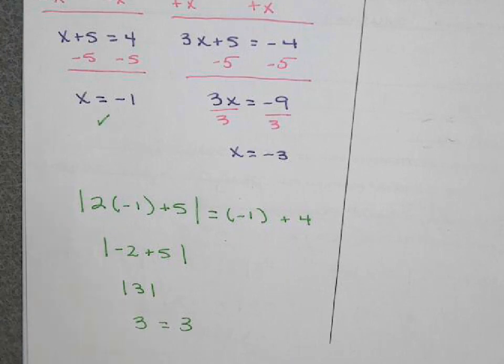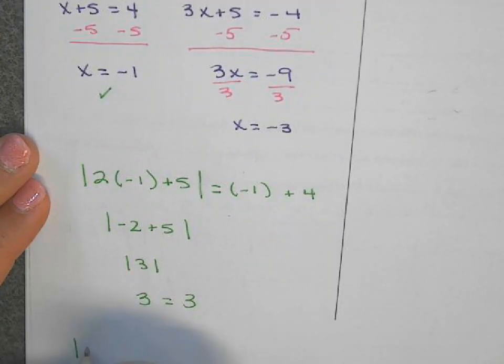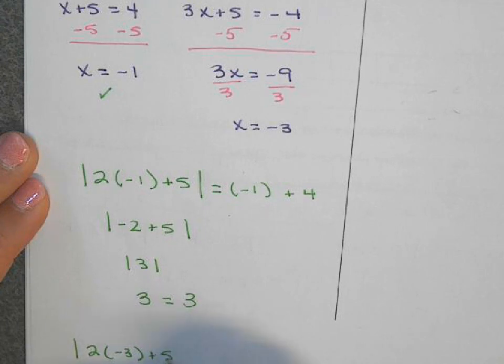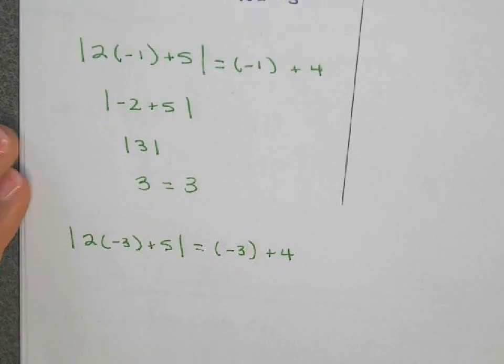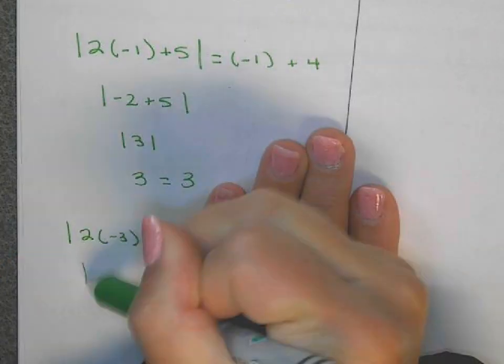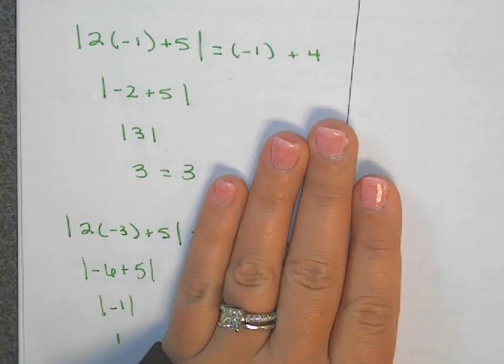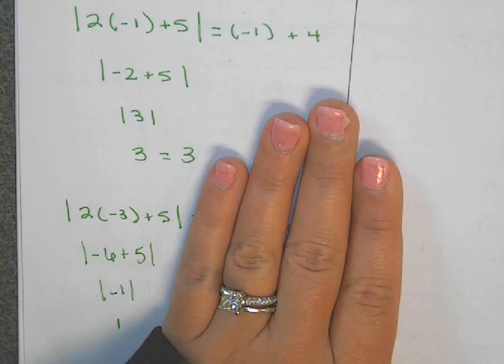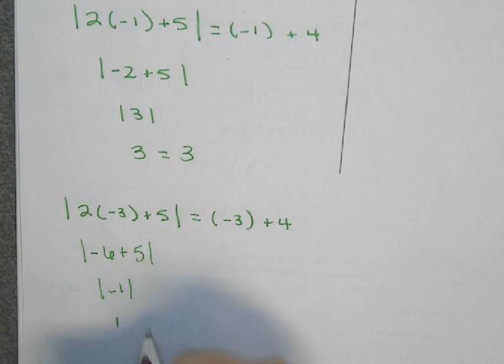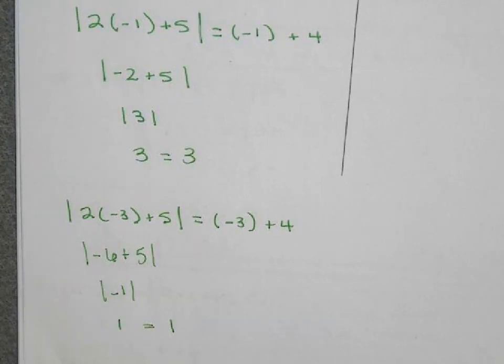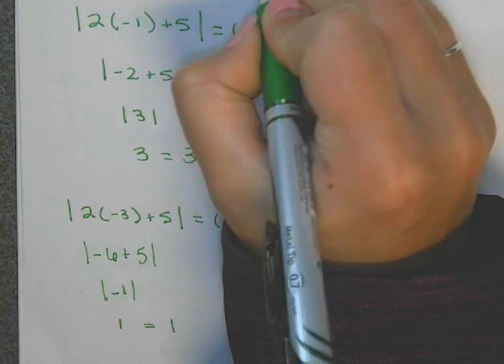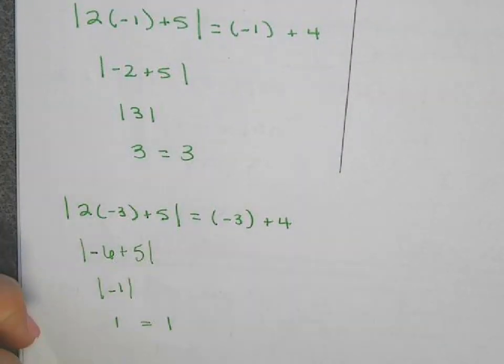Now I'm going to try the same thing but with the -3. Cover up the right side. I have -6 plus 5, which is -1. -1 is 1 away from 0. Now I look to the right side, -3 plus 4, that's 1. 1 is equal to 1. Cool, that means I plugged in -3 and that's also a solution. So both of those are solutions.